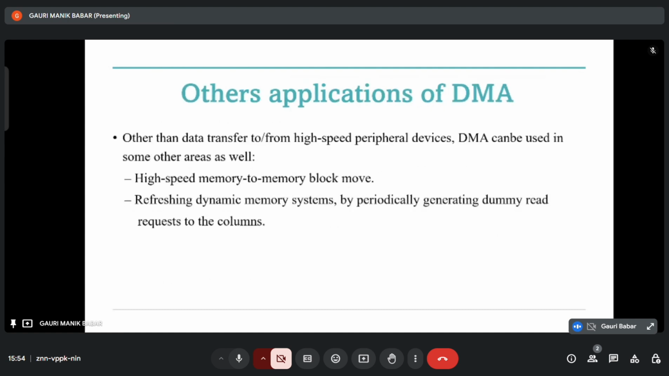So these are some other applications of DMA. Other than data transfer to and from high-speed peripheral devices, DMA can be used in some other areas as well. First is high-speed memory to memory block move, and second is refreshing the dynamic memory systems by periodically generating dummy read requests to the columns.